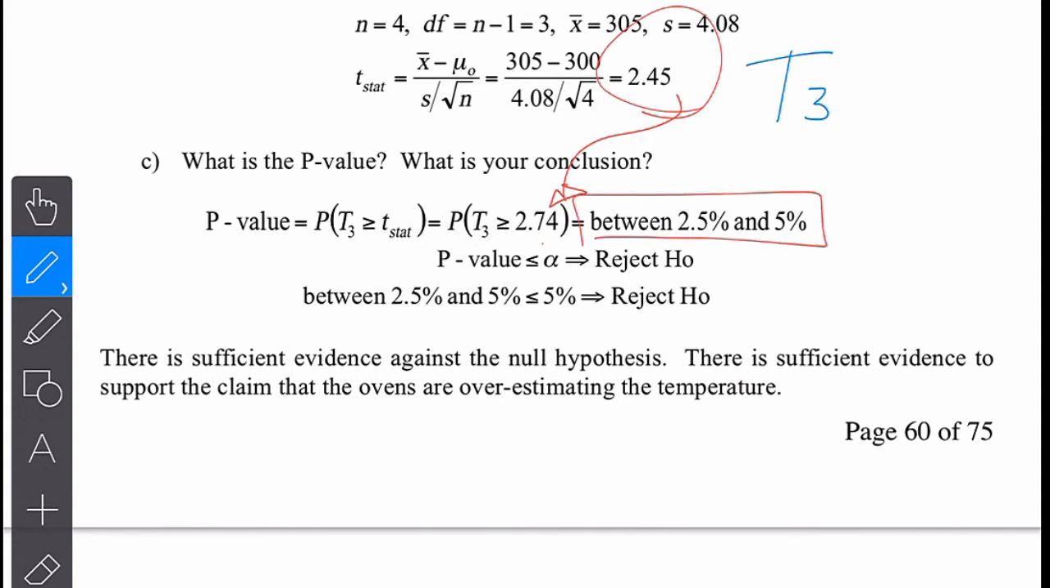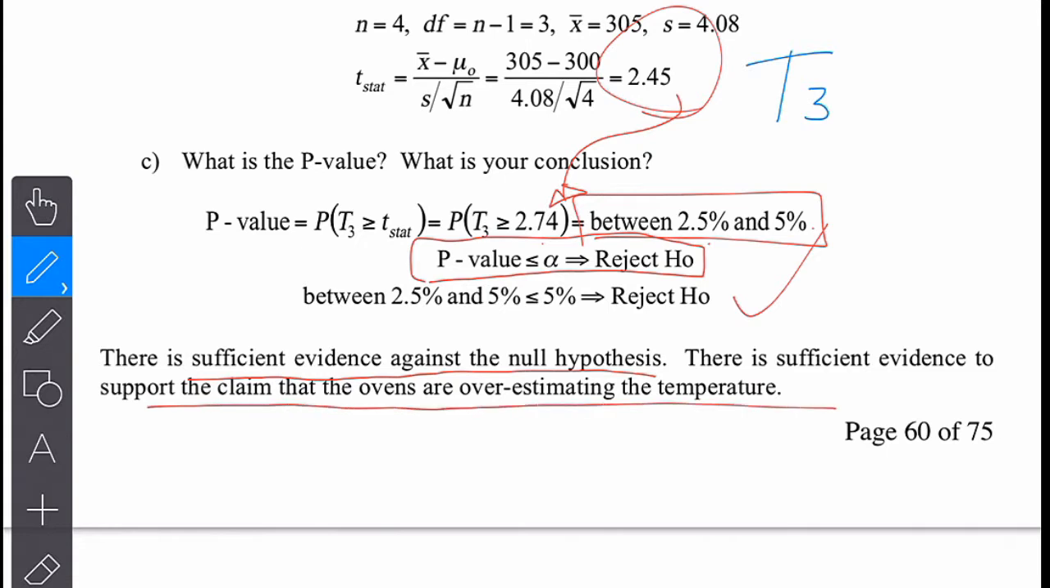So between 2.5 and 5, which is small, it's unusual. It's so unusual, I'm going to say it's very weird. It would be very strange for us to get a result like that if the null hypothesis is true. It's probably not this null hypothesis. We'll take our chances and bet on this being an indication that the mean temperature is actually higher. So we reject, and we say there is sufficient evidence against the null hypothesis. There is sufficient evidence to support the claim that ovens are overestimating the temperature.